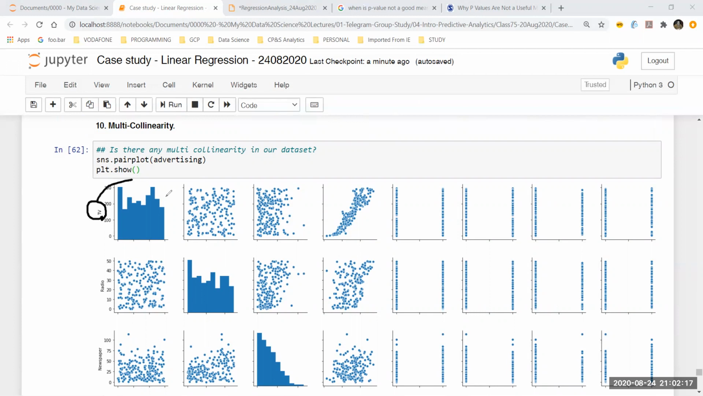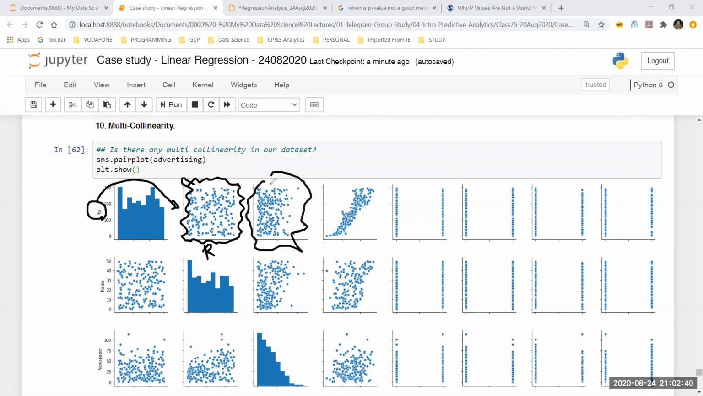So this axis is TV, and this axis, as we have found, is radio. You see over here there is a complete scatter of data. The scatter of data is everywhere. You cannot plot any pattern over here. It is so scattered that it is close to impossible for you to find a pattern. The same thing applies over here.